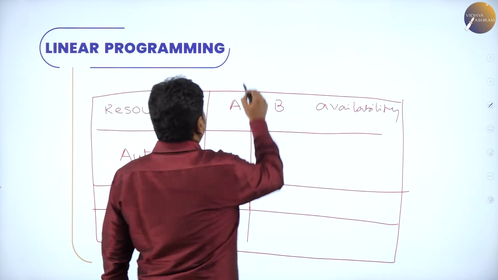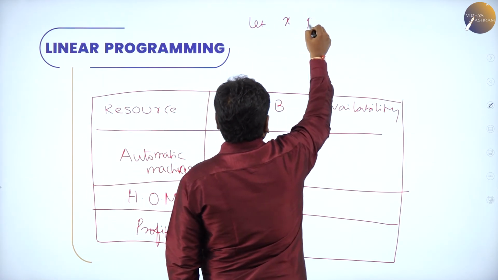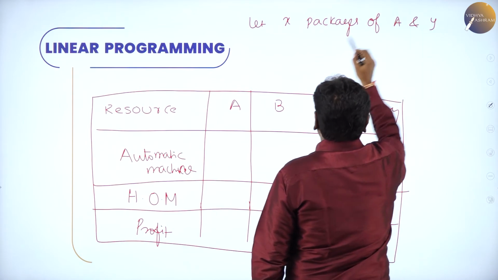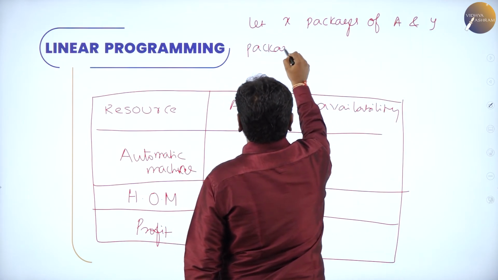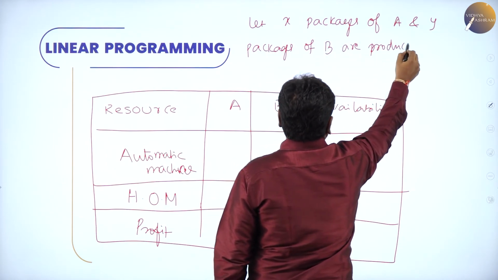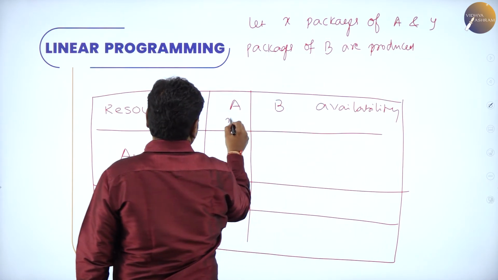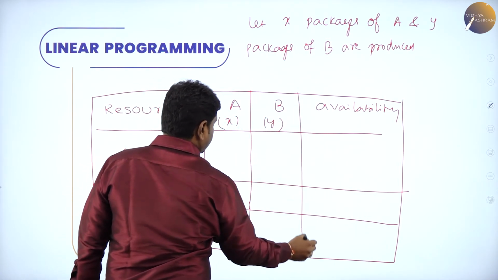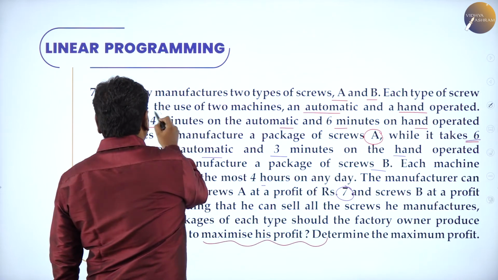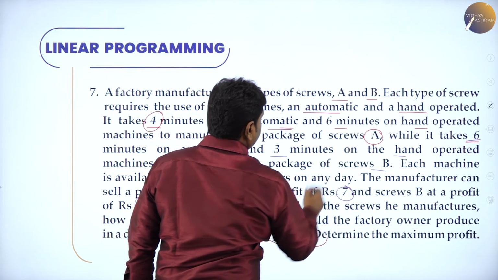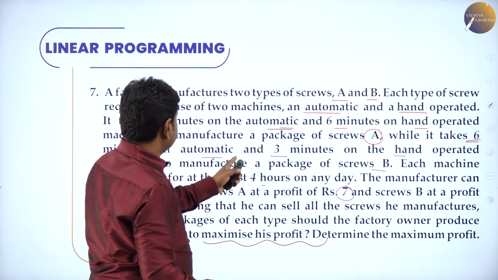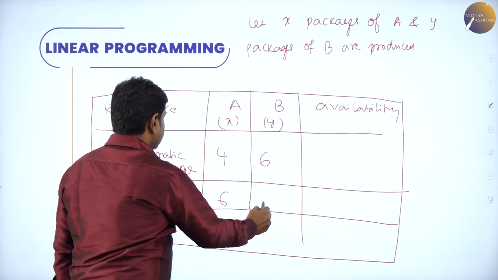So first we'll assume X packages of A and Y packages of B are produced, that is our assumption. So A is X, B is Y. Now fill the table. So A requires what? When you read the question, it takes 4 minutes on automatic and 6 minutes on hand operated for A. For A, 4 minutes and 6 minutes. For B, it takes 6 minutes and 3 minutes.